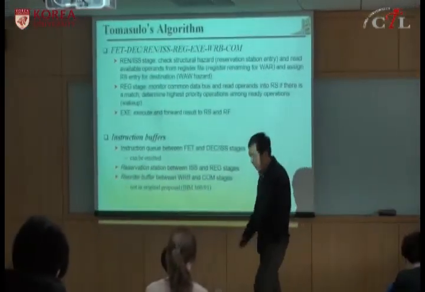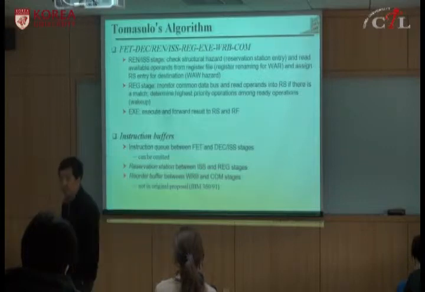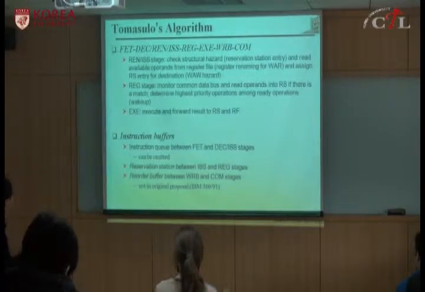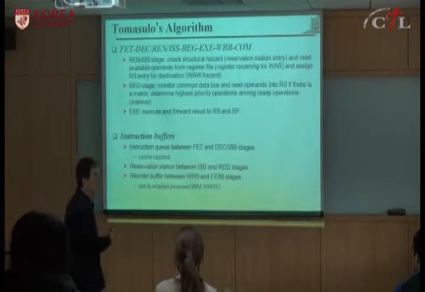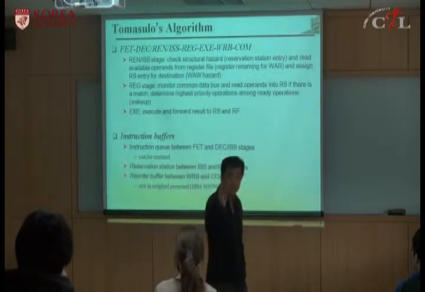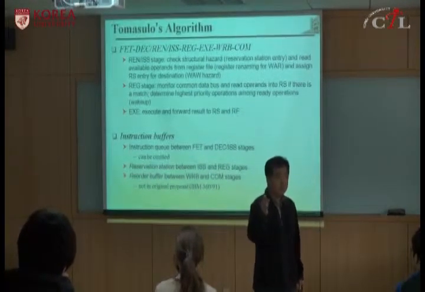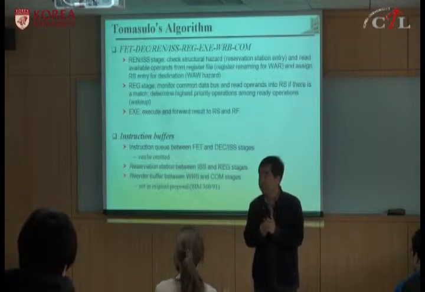So let's look at the pipeline stages for Thomasulo's algorithm. The second stage can be called the decode stage, rename stage, or issue stage. You decode and issue to the reservation station, sending the instruction there. You check structural hazard. You have to know whether there is an available entry in the reservation station. If your instruction is a floating point instruction, you are trying to send it to the floating point unit reservation station. The reservation station is a buffer, so there should be an entry, right?